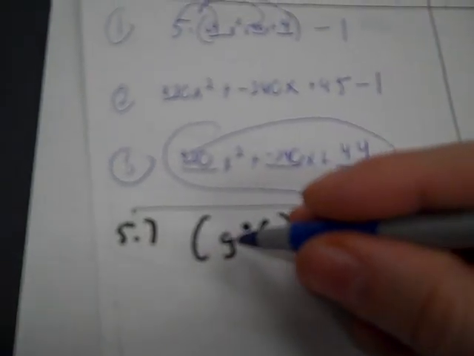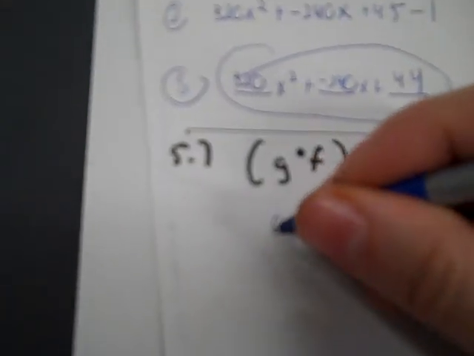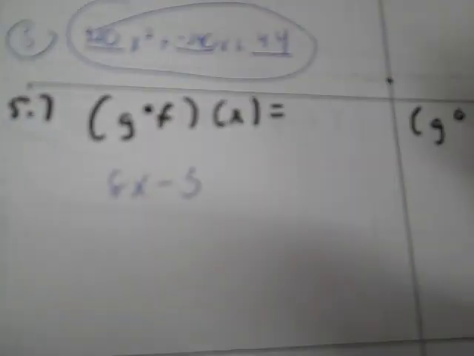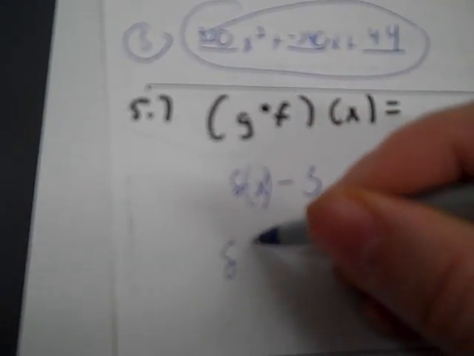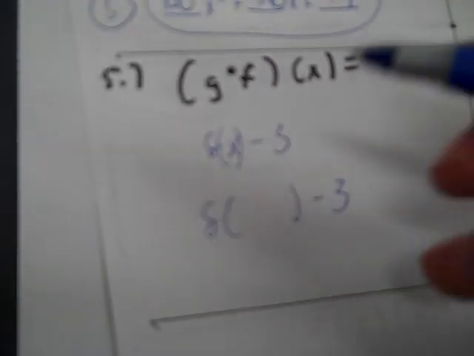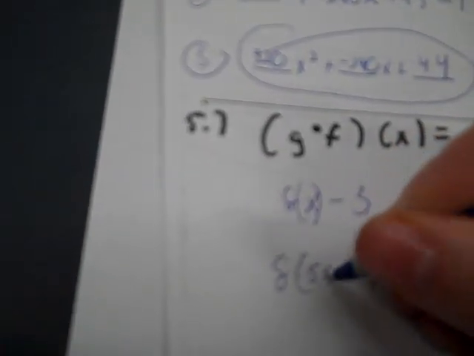Okay, next one. Start with your g. G is 8x minus 3. And replace your x with the f. And again, you're going to do the 1, 2, 3 down here. First, you got to get your input. Okay, so that's going to be 5x to the second power minus 1.